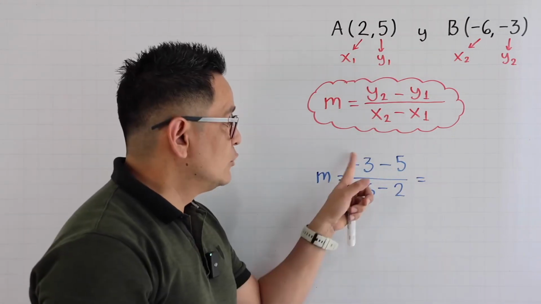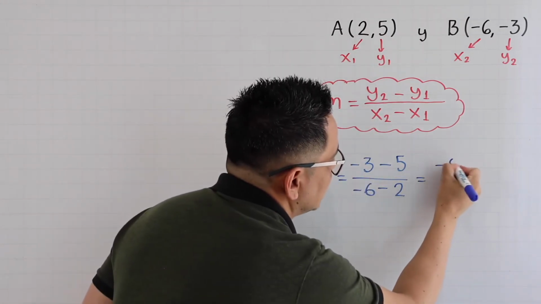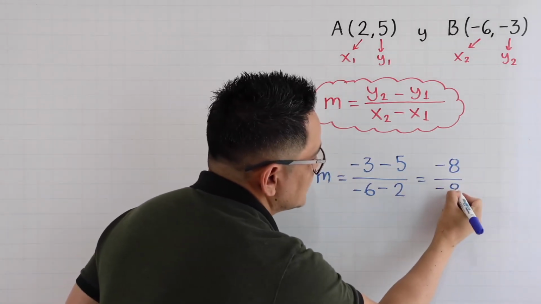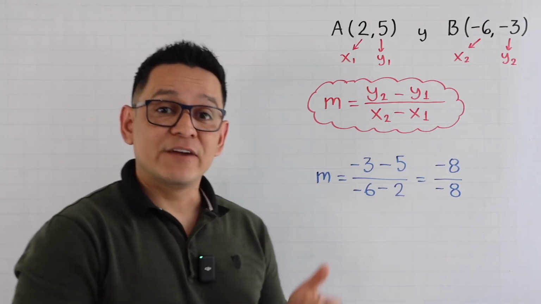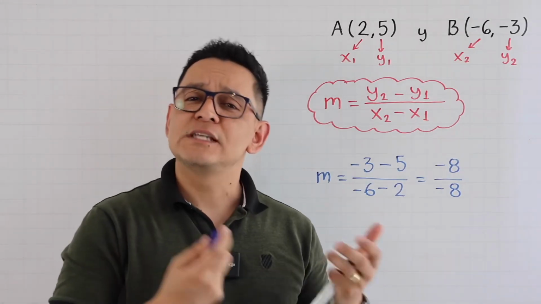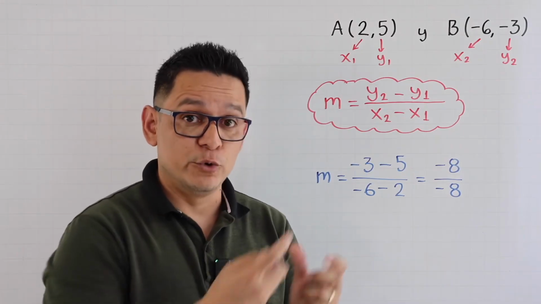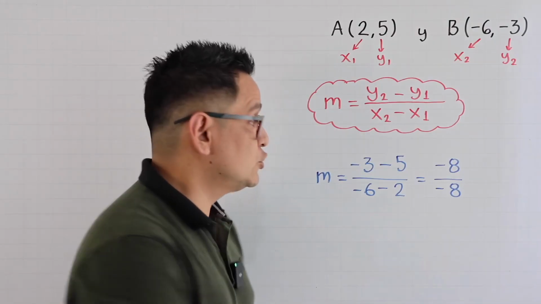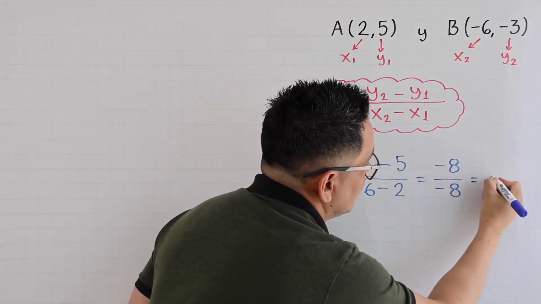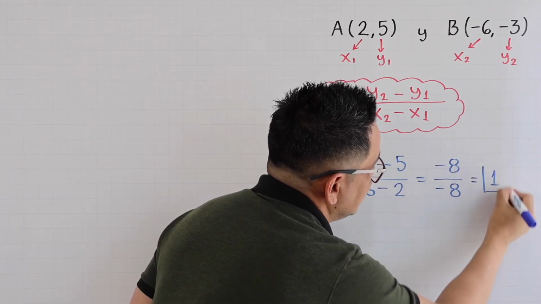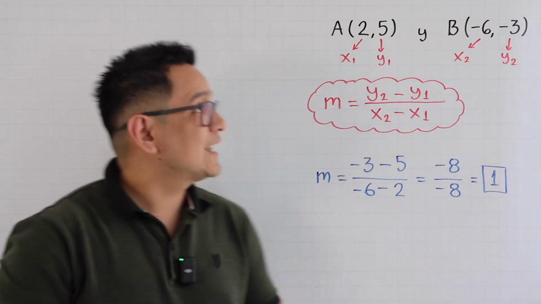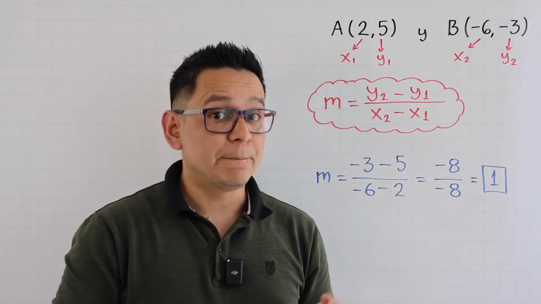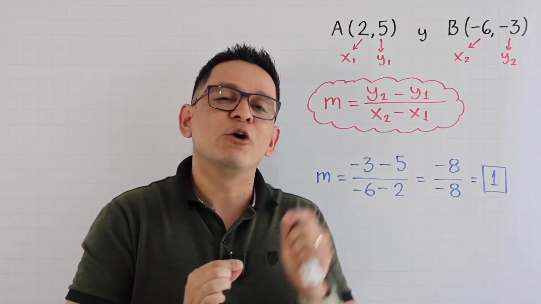Minus 3 minus 5 gives me minus 8. x2 in the denominator. We have minus 6 minus 2, which is also minus 8. Look, if the fraction can be simplified, then we simplify it. But if the fraction gives an integer, then we write the integer. In this case, since we have minus 8 divided by minus 8, we already know that this is equal to positive 1, right? So now we have that the slope of the line that passes through these 2 points is equal to 1.